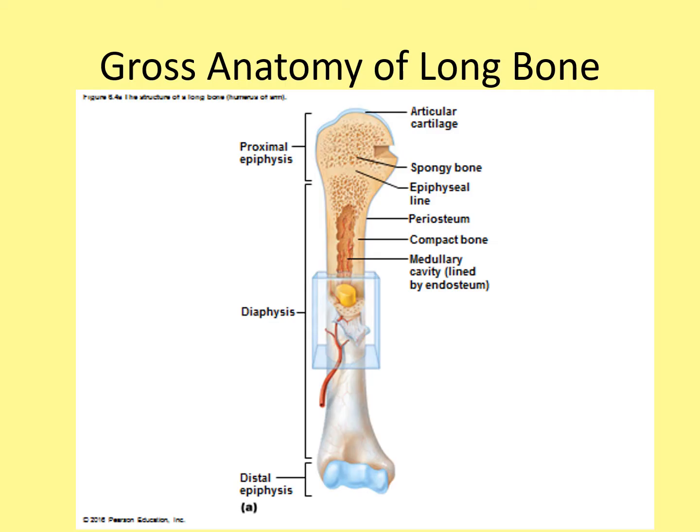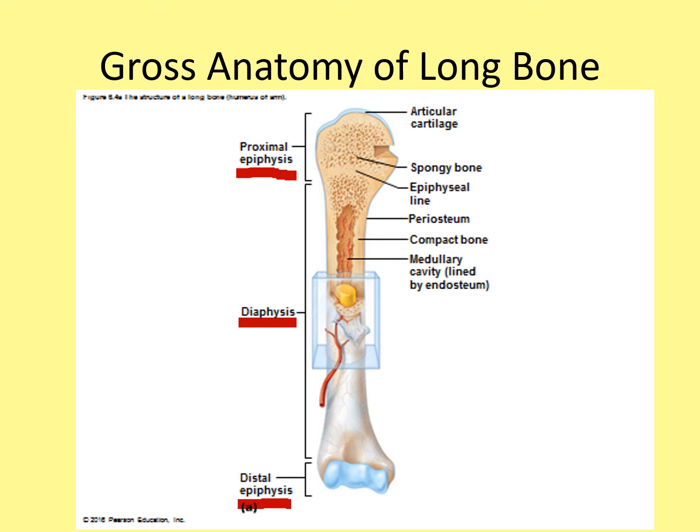If we look at the gross anatomy of a long bone, the long bones typically are going to be found in the appendages. What you commonly would be familiar with as the shaft of the bone, we call it the diaphysis. And then the epiphysis is the end of the bone, and you're going to have a proximal end and a distal end. Remember, proximal is closest to the point of attachment.